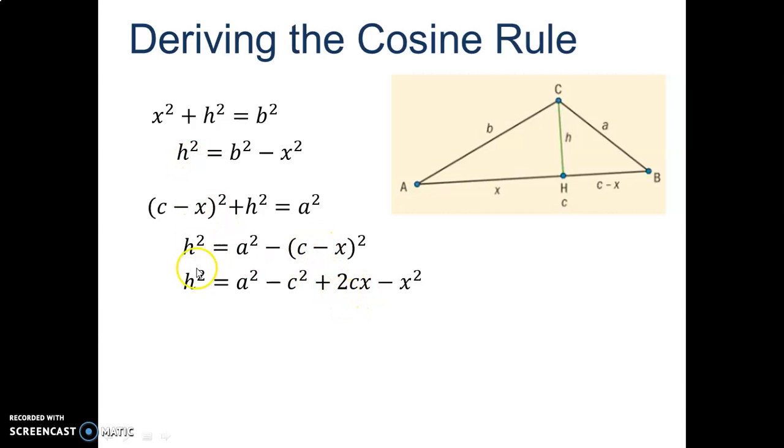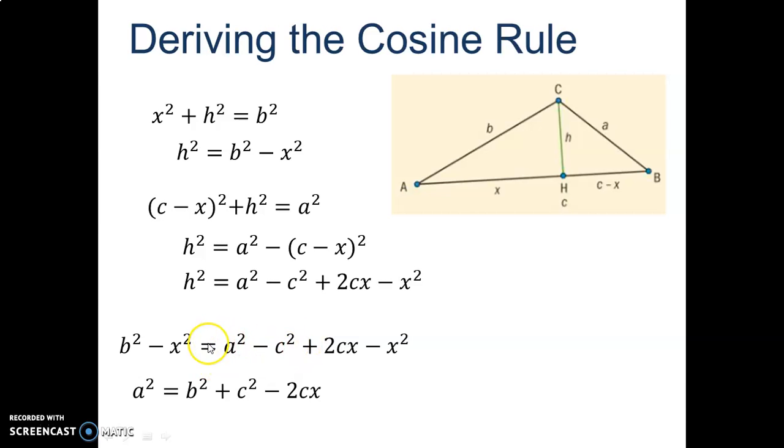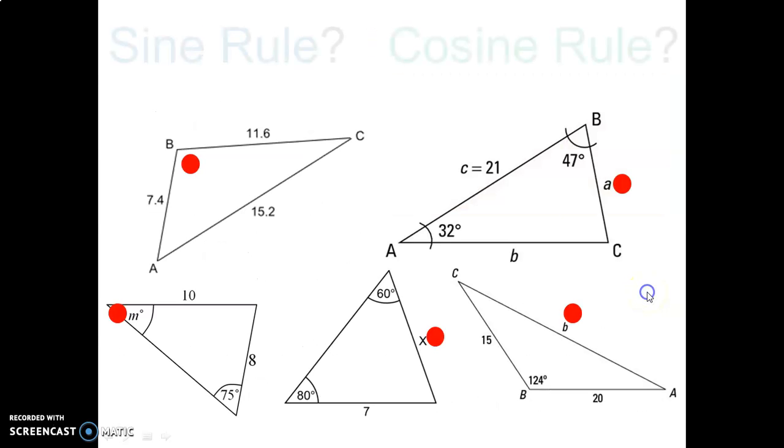Now, set your two h squareds equal to each other. So that piece must equal this because they're both h squared. So here, both those parts have been set equal to each other. That rearranged comes into this. And we can see we're almost at the cosine rule already. It's very close, except for the end here. There's no cosine. So how do we introduce a cosine? Well, cosine of angle A equals x over b, and then that turns into x equals b cosine A. So this x can be replaced by that, and we have the cosine rule. That's where it comes from. Pretty great proof.